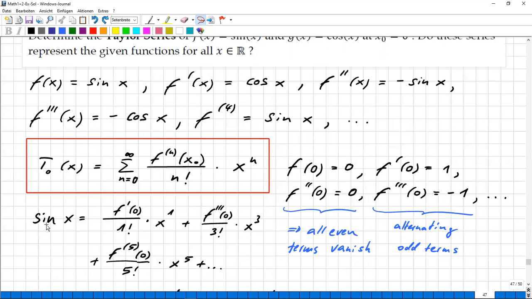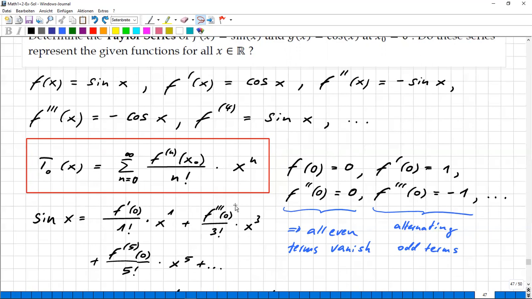So that's it, and we can write down sine of x equals, using the formula now, and always please taking care of dividing by these factorials, putting it here. Since the even terms vanish, what remains is f prime of 0 over 1 factorial times x power 1 plus f triple prime of 0 over 3 factorial times x power 3 plus, and then so on, f fifth derivative of 0 over 5 factorial times x power 5, and so on.